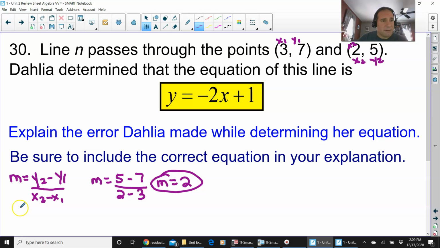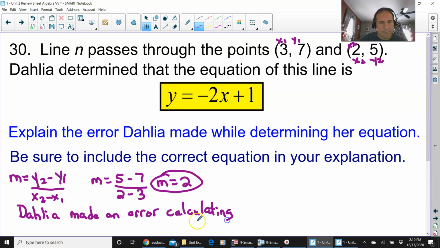Dahlia made an error calculating the slope. Positive 2 instead of negative 2. Let's go one step further though. She made an error there. Let's check out the y-intercept, see if that is 1.